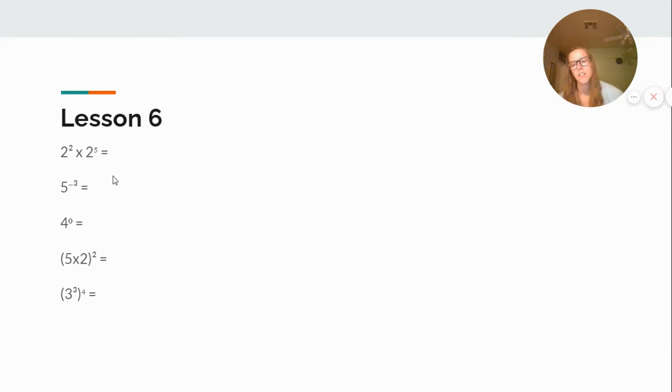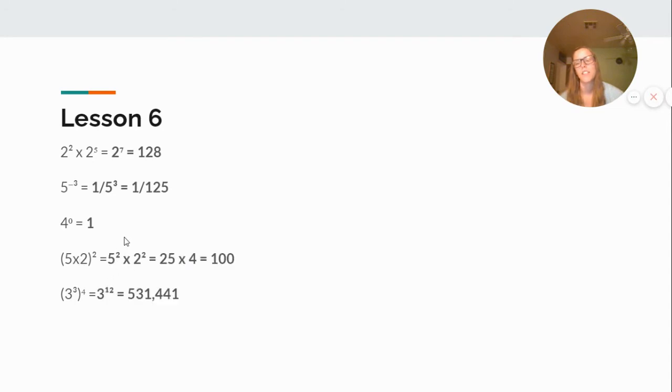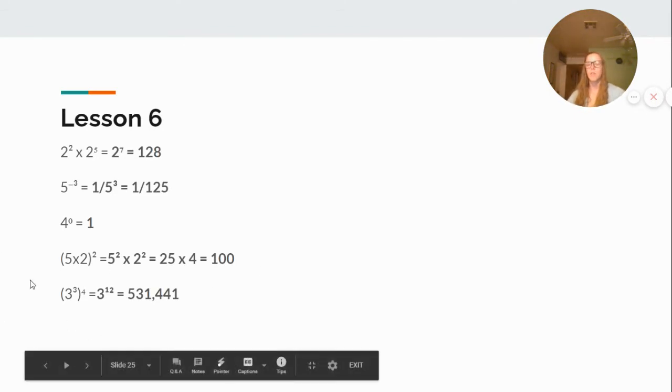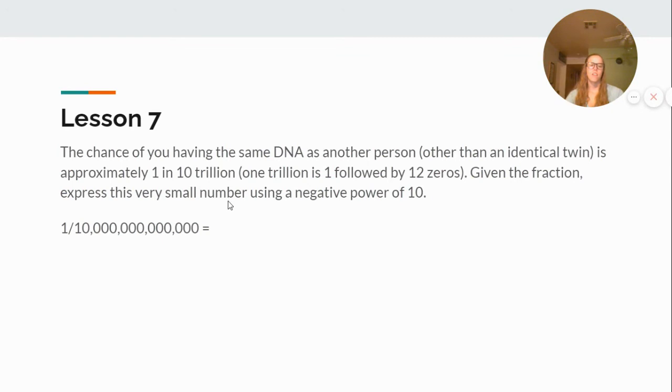Lesson 6. 2 to the 7th equals 128. Lesson 6 was basically just a review of everything we had done at this point. 1 over 5 to the 3rd, or 1 over 125. 4 to the 0 is 1. 5 times 2 to the 2nd. 5 to the 2nd times 2 to the 2nd equals 25 times 4 equals 100. And a nice big number for this one, 3 to the 3rd to the 4th is 3 to the 12th, or 531,441.